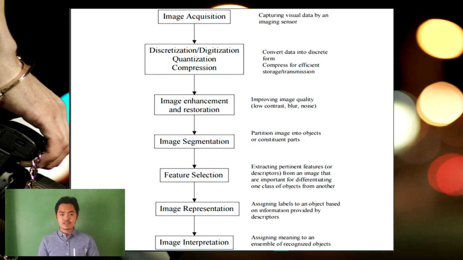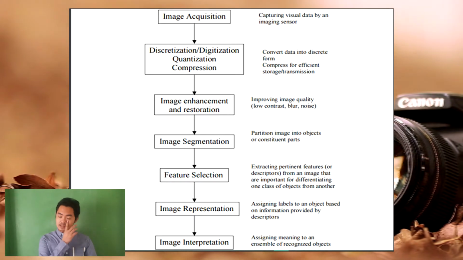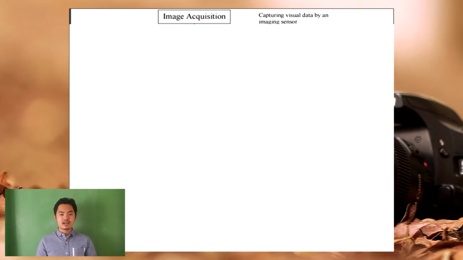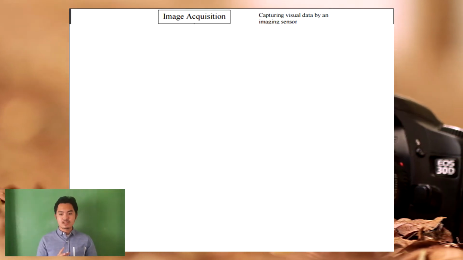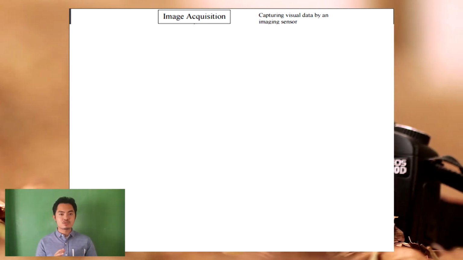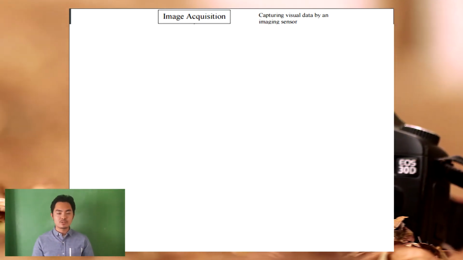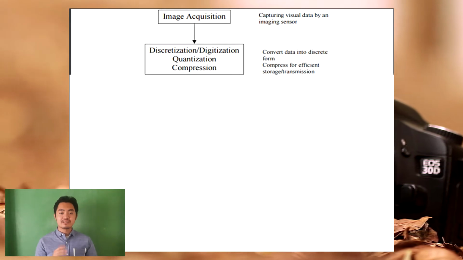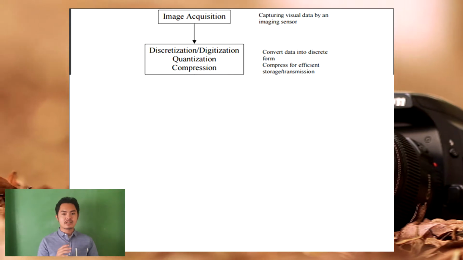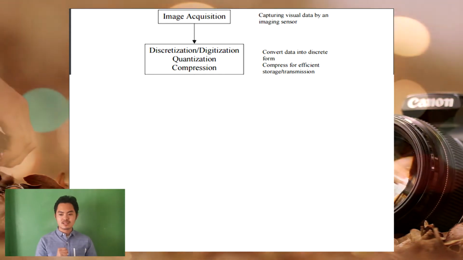I have here the important steps in a typical image processing system. The number one step is image acquisition. In image acquisition, we capture visual data and we use an image sensor. We have different types of image sensors like UV, infrared, and so on and so forth. I will discuss it later on. Next is discretization or digitization. In this step, we convert data into discrete form and compress it for efficient storage and transmission.